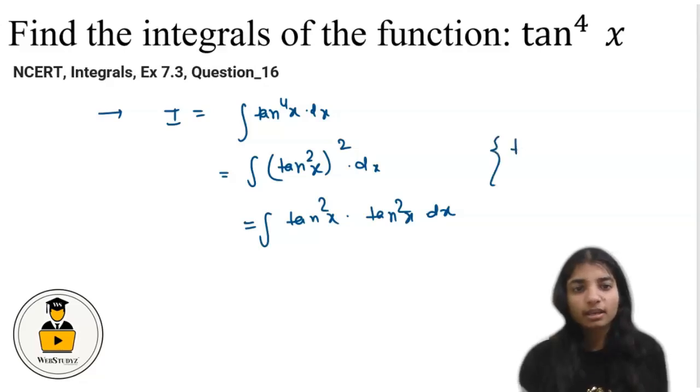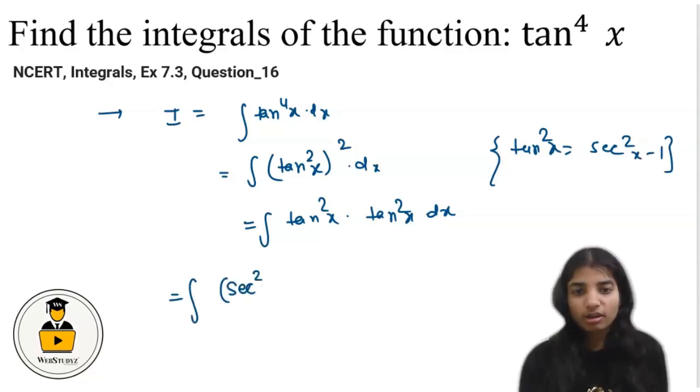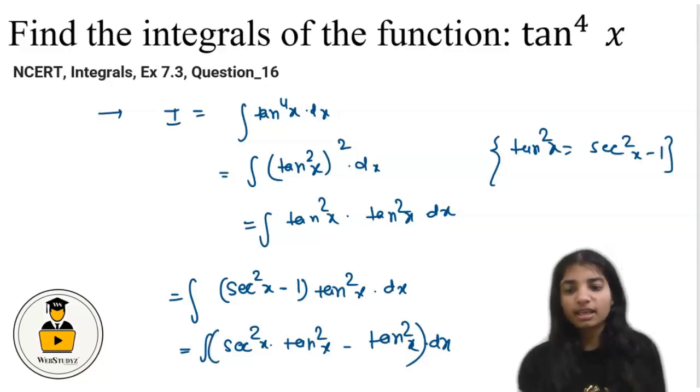And we know that tan^2(x) is equal to sec^2(x) minus 1. So plugging the value here, this becomes sec^2(x) minus 1, multiplied by tan^2(x), which is further multiplied by dx. Now multiplying this, it becomes sec^2(x) tan^2(x) minus tan^2(x), multiplied by dx. We can separate the integrals from here.